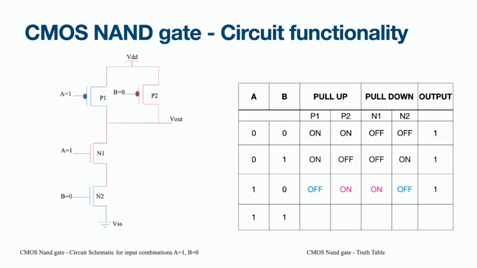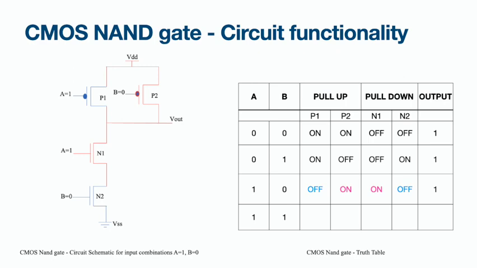For the third input combination, A is equal to 1, B is equal to 0. For A equal to 1, the transistor P1 is off. For B equal to 0, the transistor P2 is on. On the other half, in the pull-down network, when A is equal to 1, the N1 transistor is on. For B equal to 0, the N2 transistor is off. When we look into the pull-down network, there is no continuous path for Vout to discharge itself to VSS.